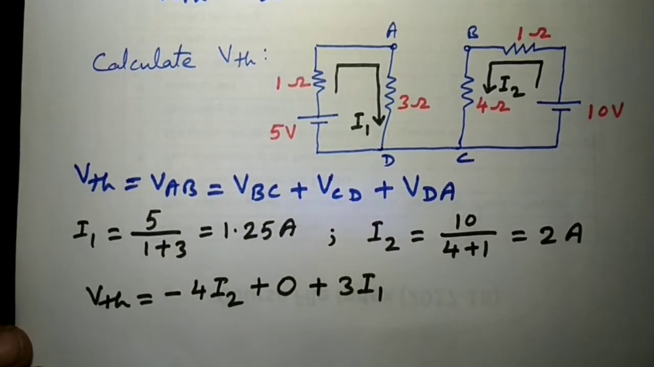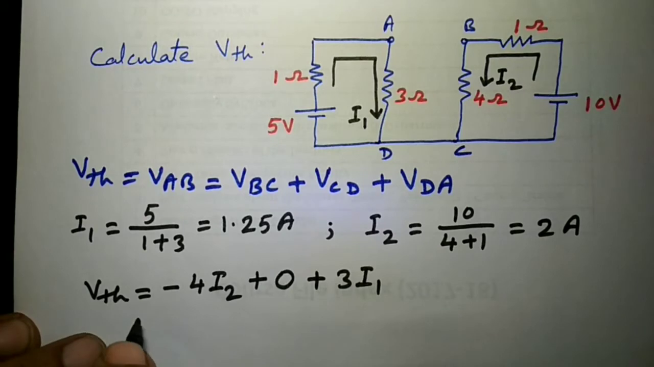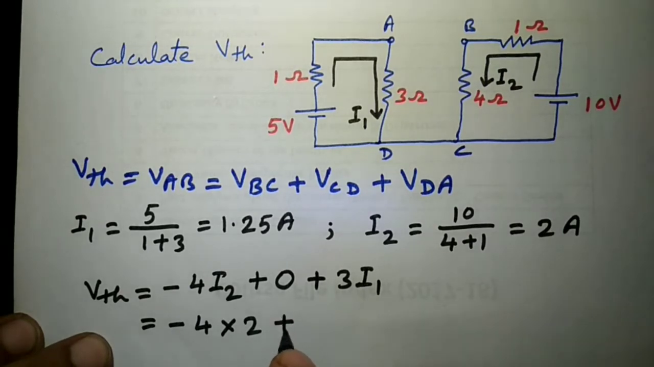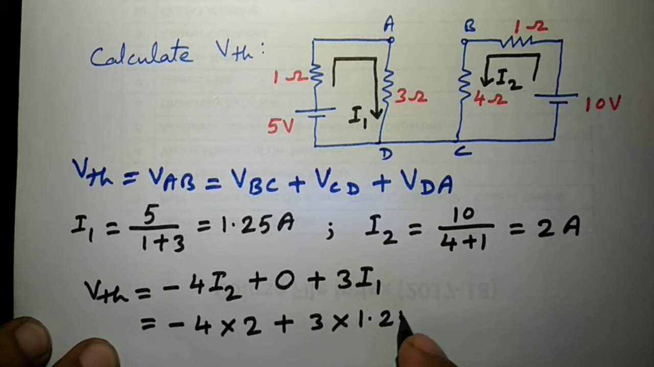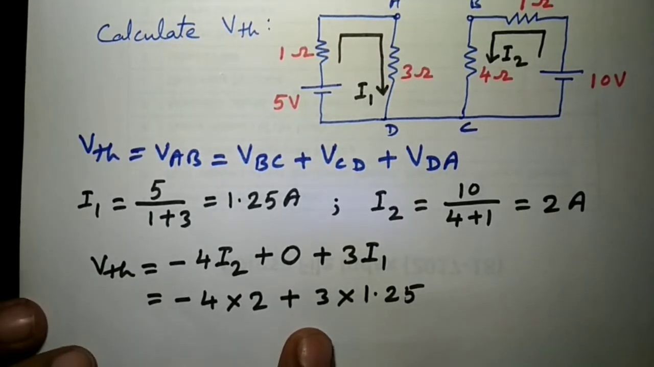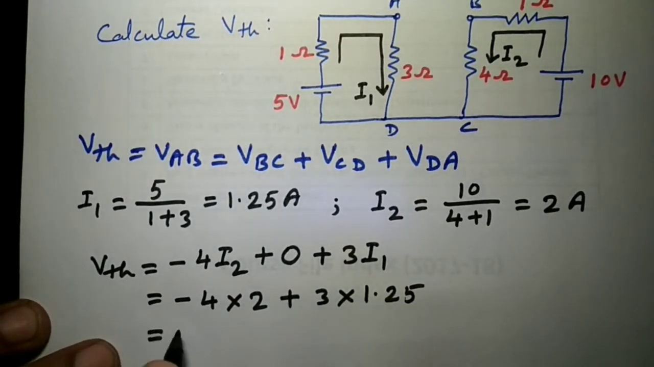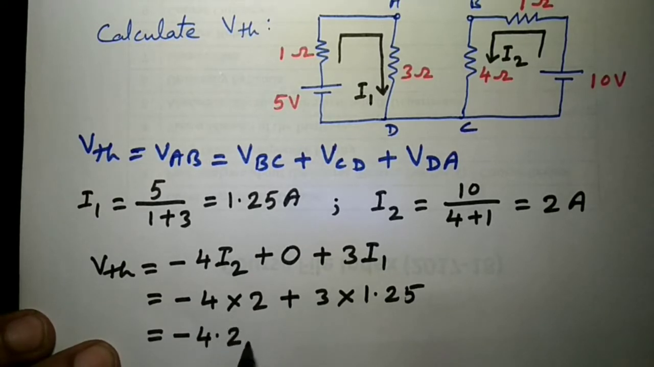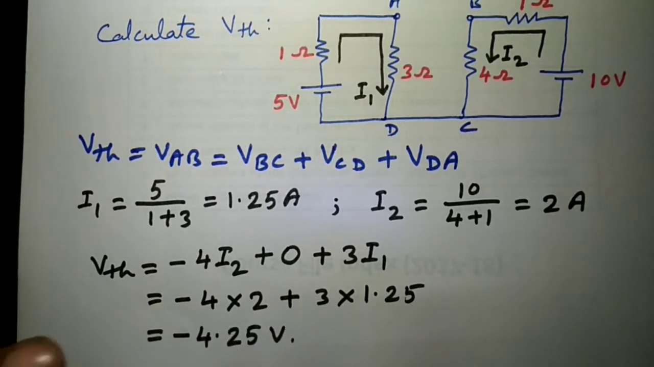Now put the values of I1 and I2. So minus 4 into 2 plus 3 into 1.25, and after solving this we will get the value of VTH equal to minus 4.25 volt.